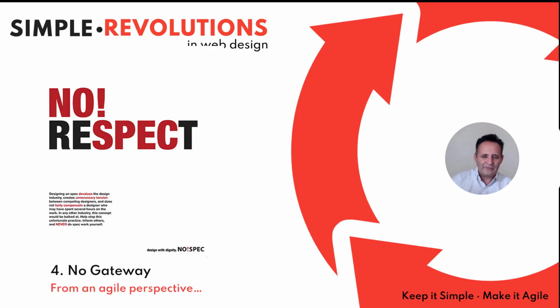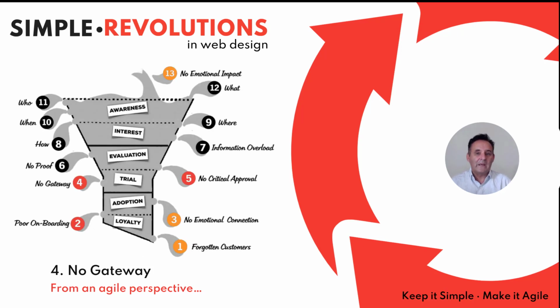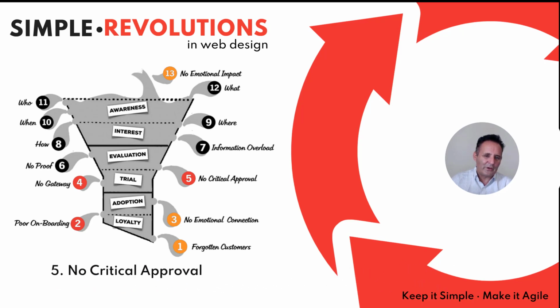From an agile perspective, a stepping stone could just be a low-risk sprint of work, ideally something that they could use even if the working relationship is not right. And it could be paid for upfront, so there's no need to contract it. You just simply start. Number 5 is no critical improvement.